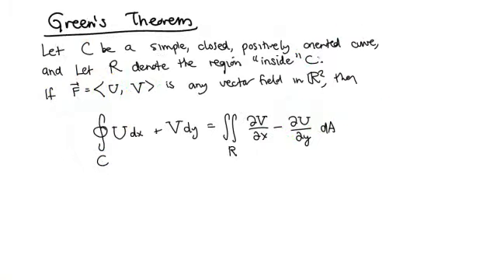Let C be a simple, closed, positively oriented curve, and R denote the region inside of that curve. If f, whose components are u and v, is any vector field in R2, then the closed vector line integral of u dx plus v dy is equal to the double integral over the region R of the scalar function del v del x minus del u del y.